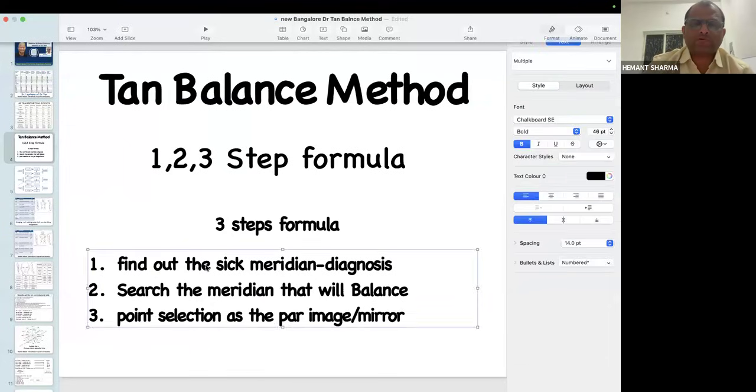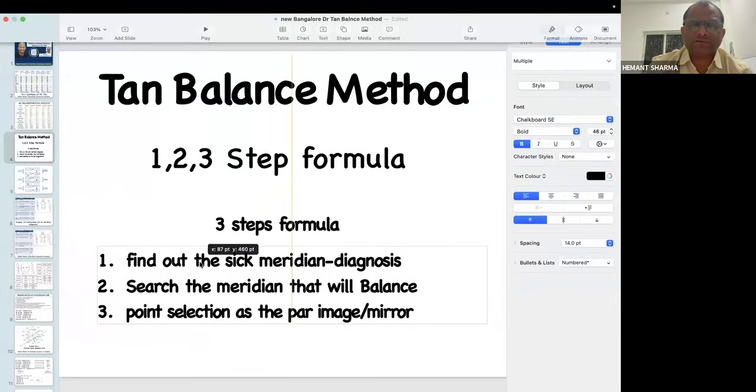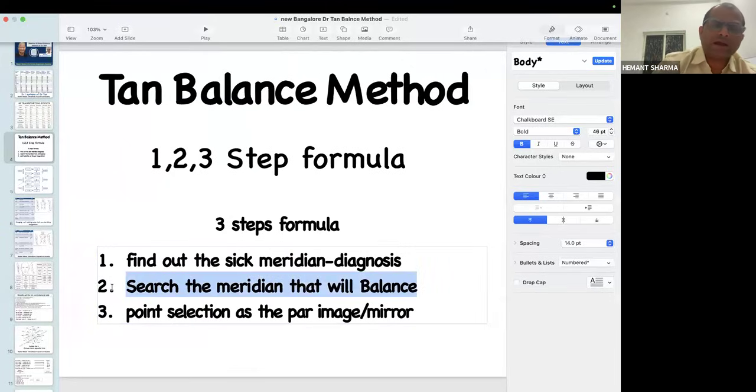So the step number 1, find out sick meridian. Step number 2, now who will treat? Search the meridian that will balance. There are many meridians that can balance, many meridians.